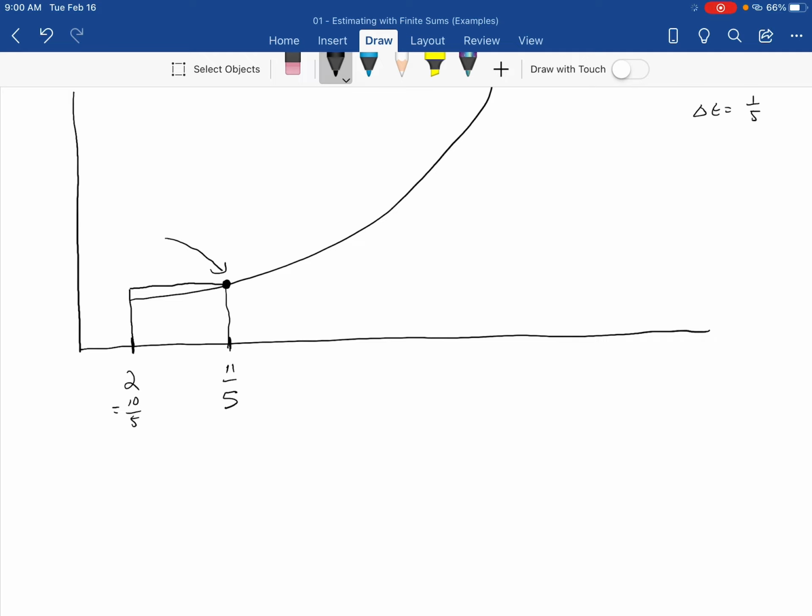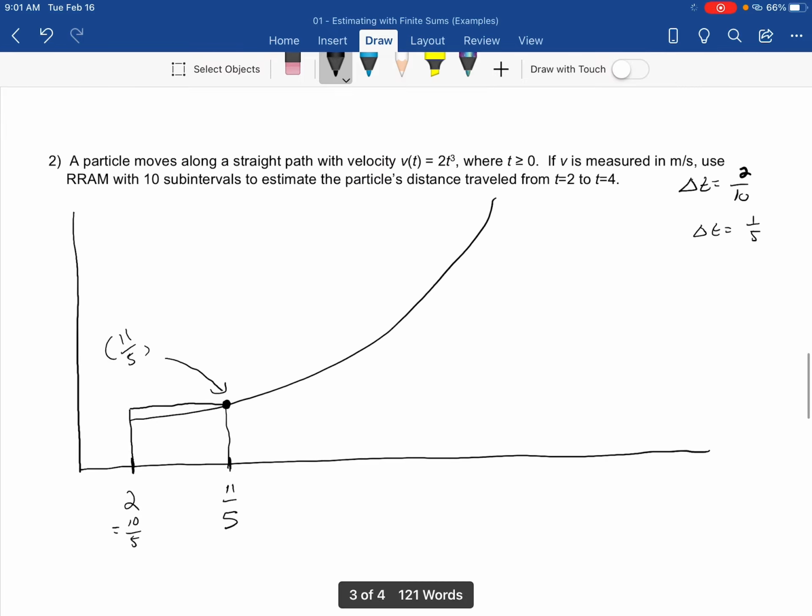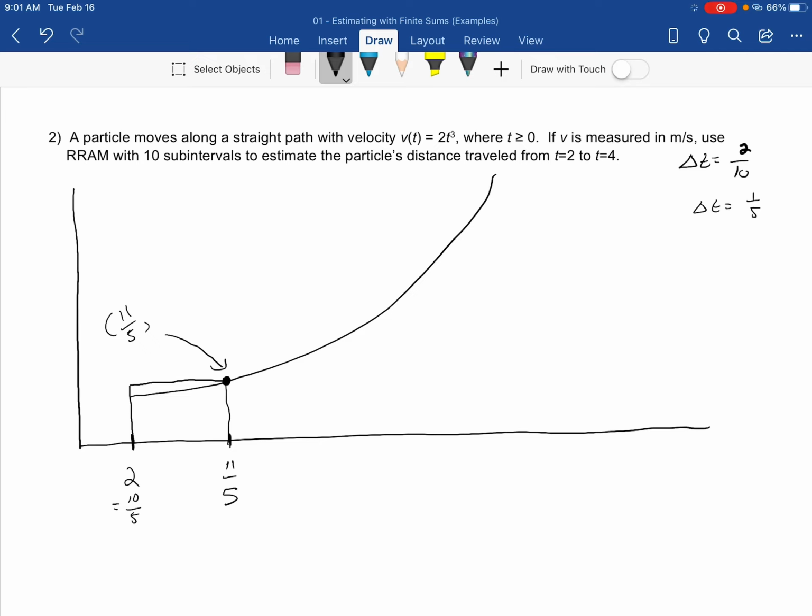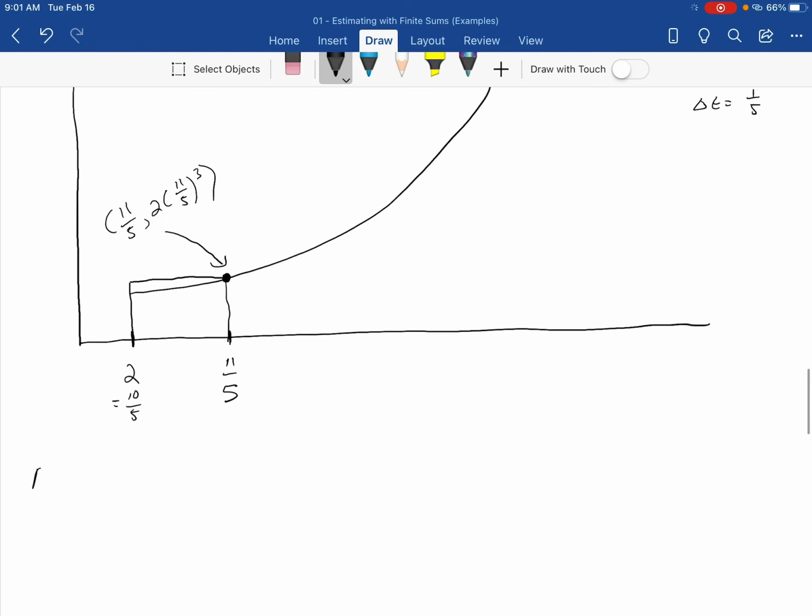So this point right here is 11/5, and the v value, or the y value, the height of the rectangle, I find by taking that 11/5 and putting it back into the original function. So that's 2 times 11/5 cubed. This allows me to do my first rectangle. My first rectangle is 1/5 wide, and its height is 2 times 11/5 cubed. How many rectangles do I got? Okay, so 10 rectangles this time. But I'm only going to do a couple just to get the pattern going.